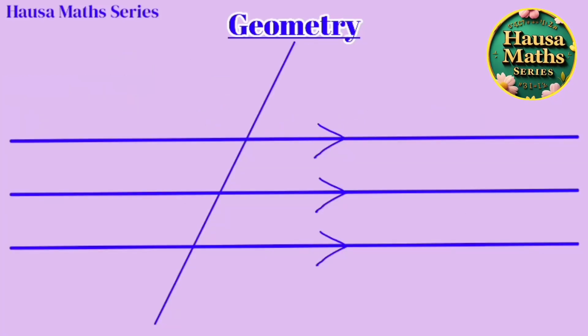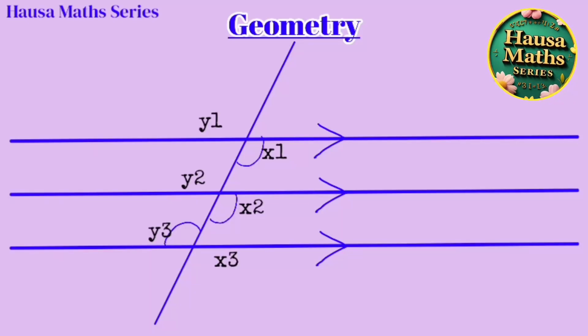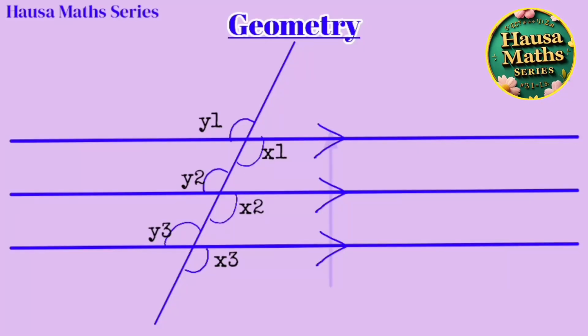Let's learn the properties of parallel lines. Always when lines are parallel, you are supposed to notice the corresponding and opposite angles. Y1 and X1 are opposite angles. Y2 and X2 are opposite angles. Y3 and X3 are opposite angles. This symbol shows that the lines are parallel. Whenever you notice this in any angle or shape, it is called the parallel symbol.